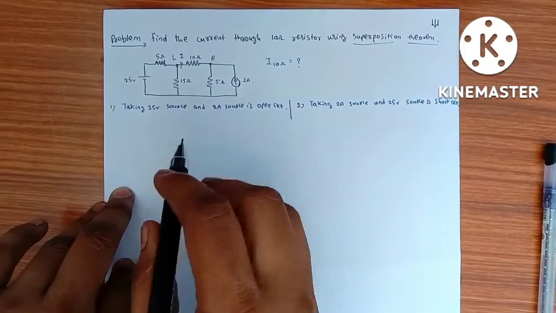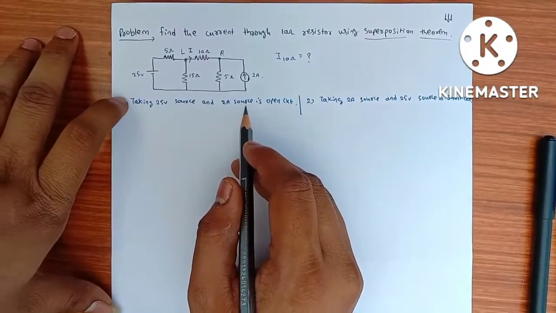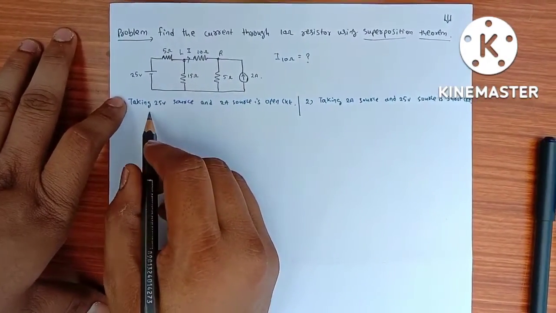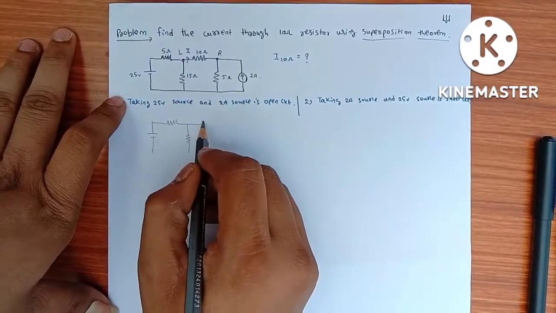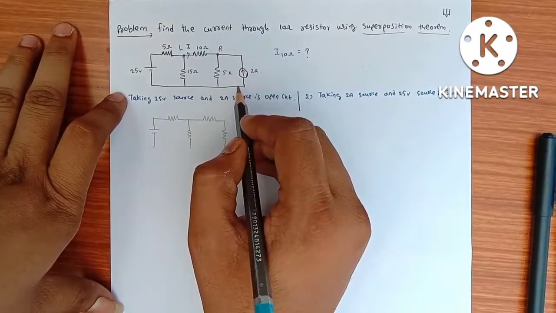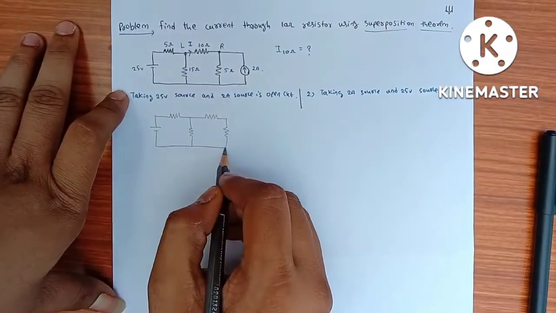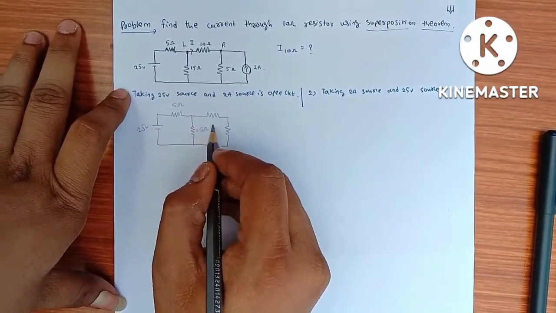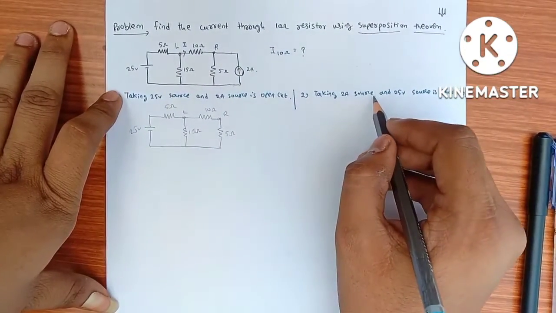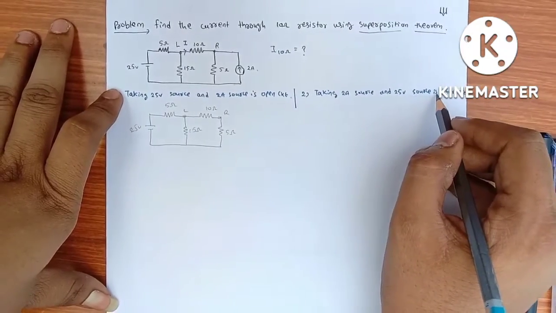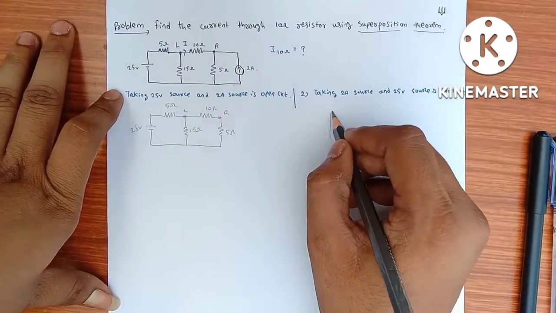By this, if we draw the circuit, it looks as follows. So 25 volts we are considering. Here we are open circuiting, so this has been removed. Again taking the 2 amp source and the 25 volt source is short circuited. So this is short circuited.